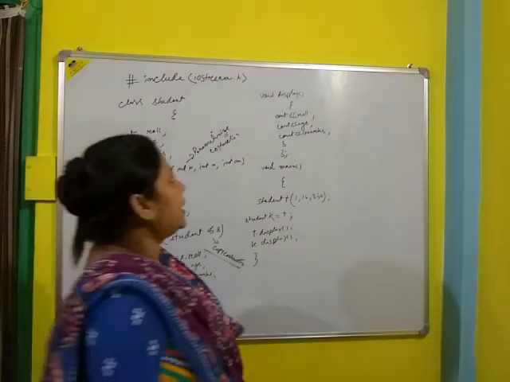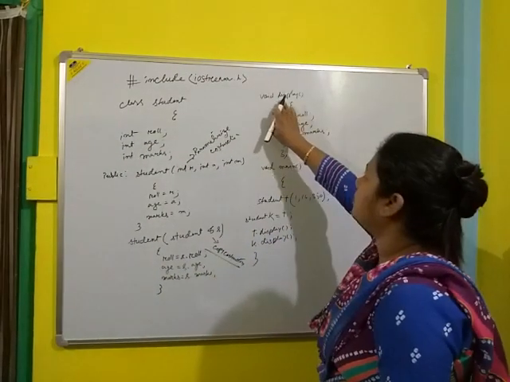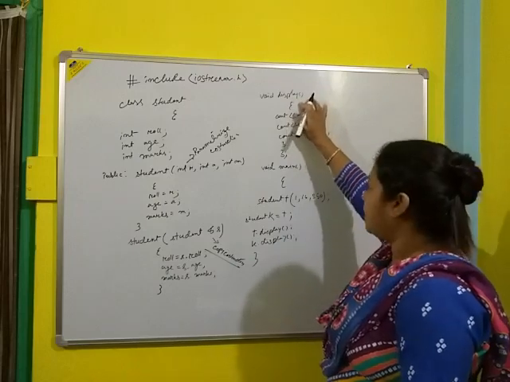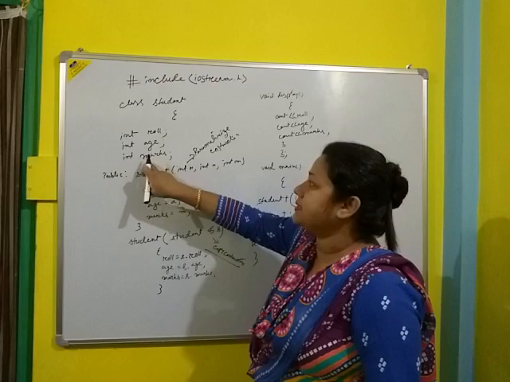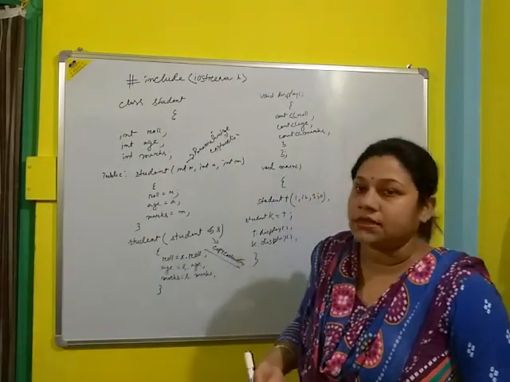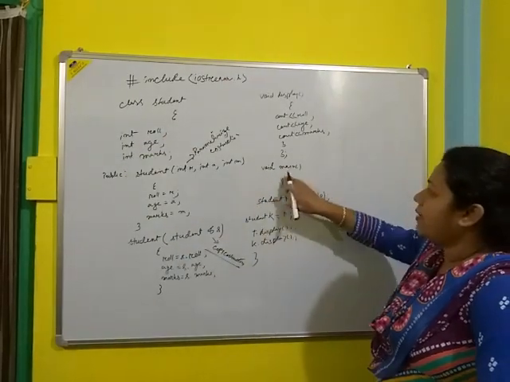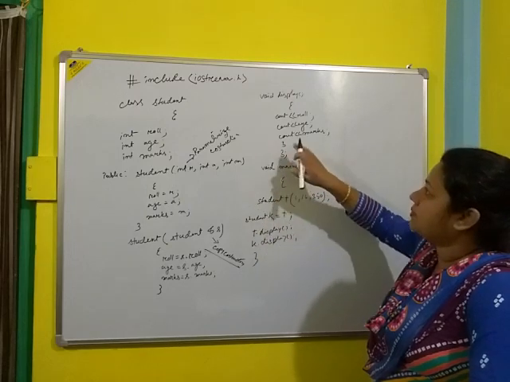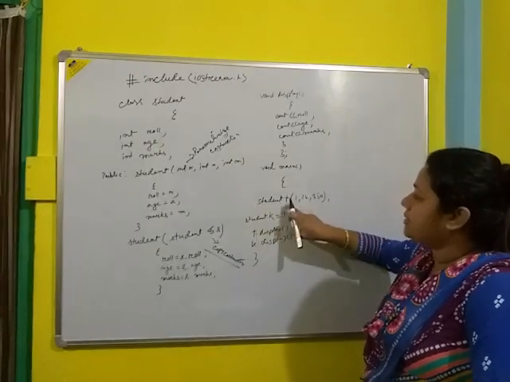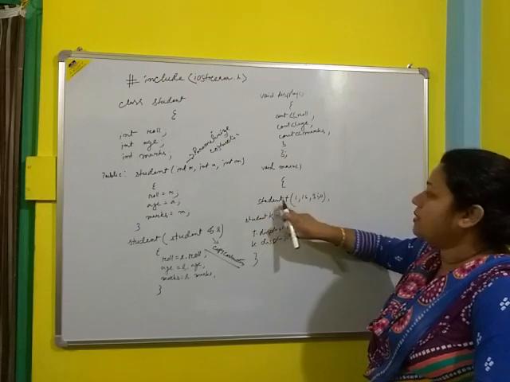Okay. After that, I am declaring one simple function, that is display, that is going to print the roll number, age and marks of the class student. Okay. Now inside the main, I am declaring one object of the class student. The name of the object is T, student T.